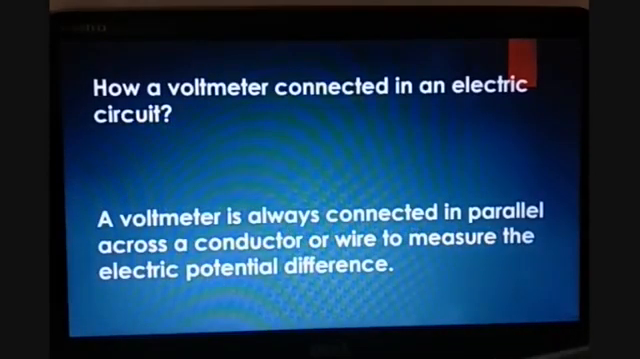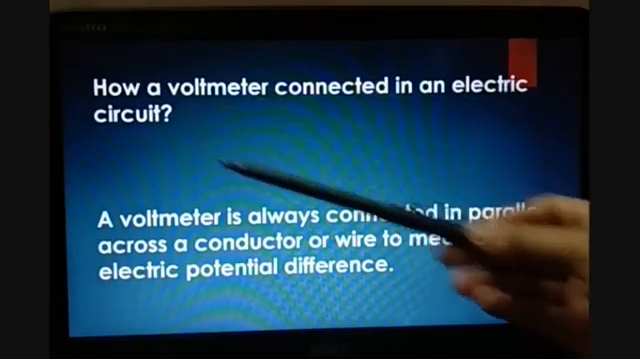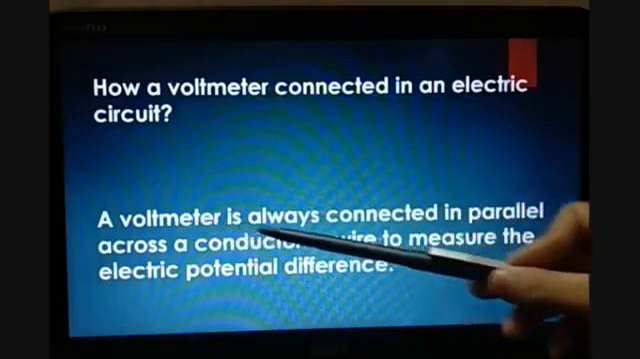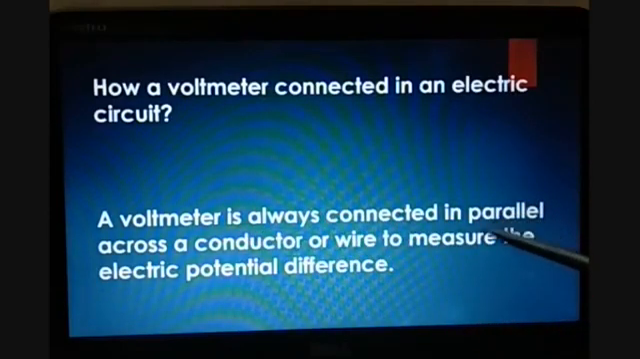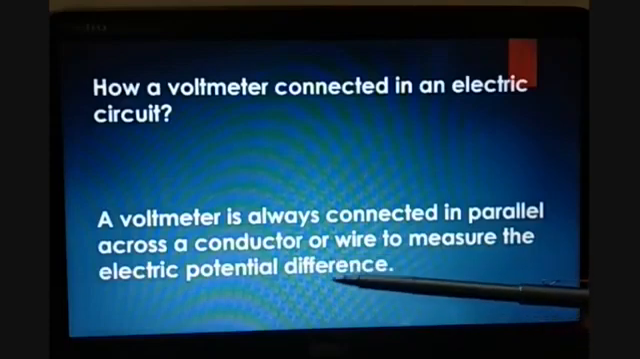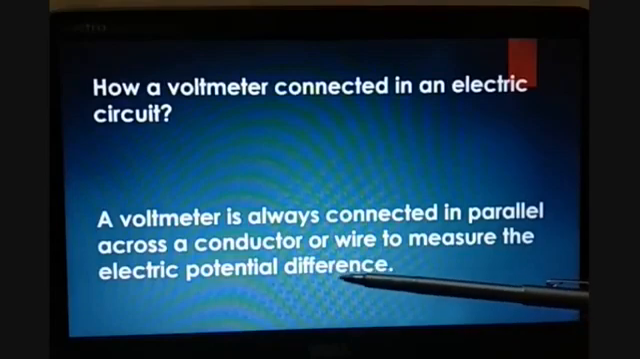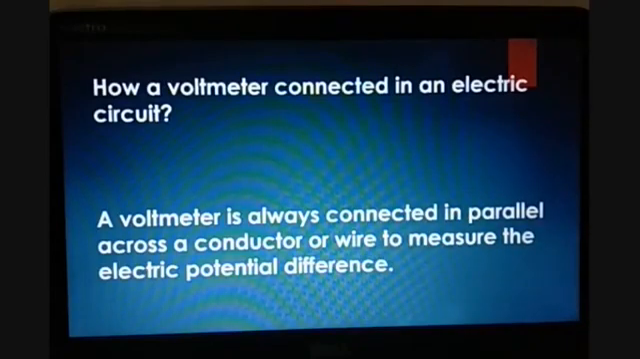Now this must be a question in your mind: how is a voltmeter connected in an electric circuit? The voltmeter is always connected in parallel across the conductor or wire to measure the electrical potential difference. As you know, this is the potential difference between the two ends of the conductor. So there is a need to place the voltmeter in such a way that it is connected with the two ends or two points of the conductor.